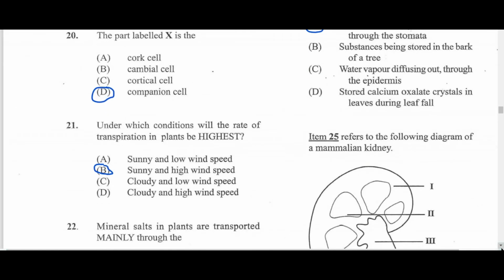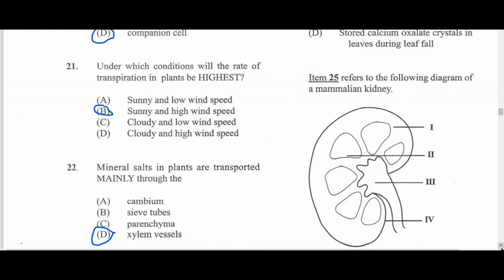21. Under which condition will the rate of respiration in plants be highest? Of course, I chose B, sunny and high wind speed. Of course, your rate of transpiration is going to increase. So 21 is going to be B, sunny and high wind speed.